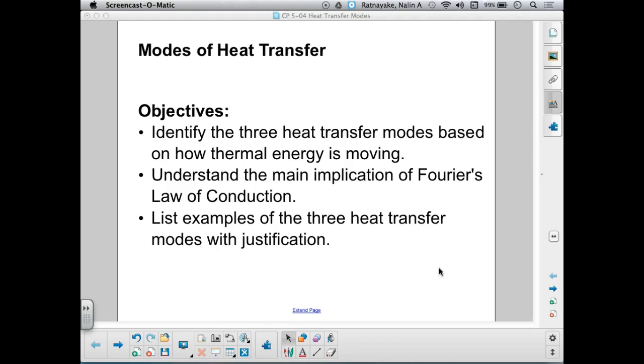That's our first objective, to be able to identify the three heat transfer modes based on how thermal energy is moving. We're going to take a brief look at something called Fourier's law of conduction, and we'll see what implication that has for how heat is conducted. By the end of the lecture, we should also be able to list examples of the three heat transfer modes and be able to justify why those are good examples of each.